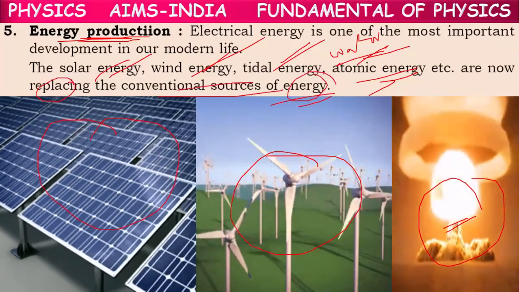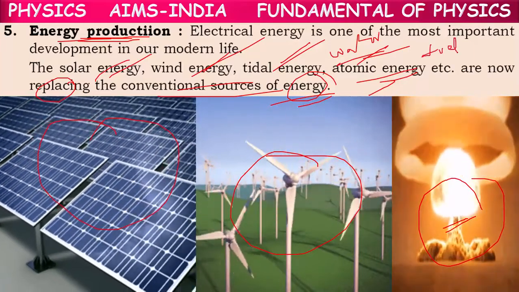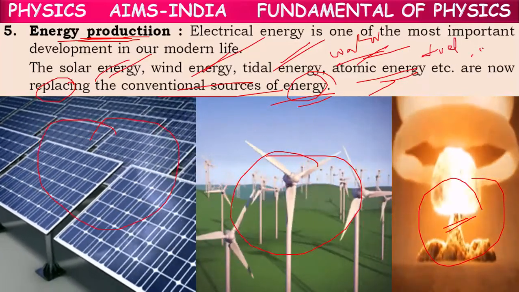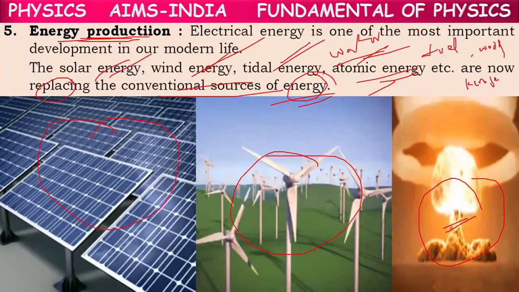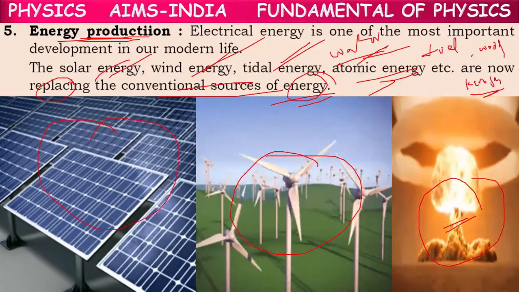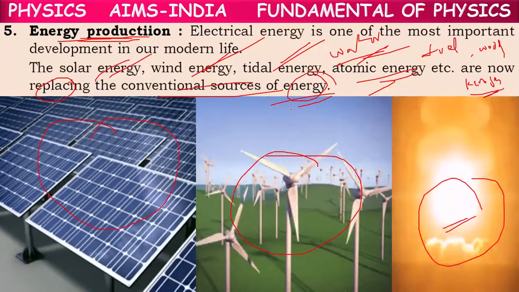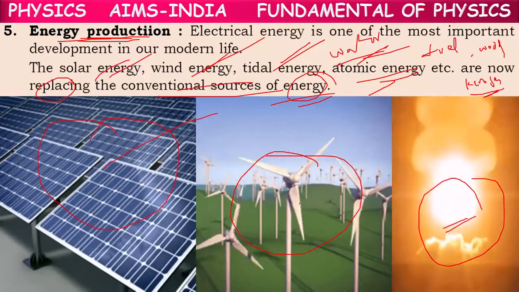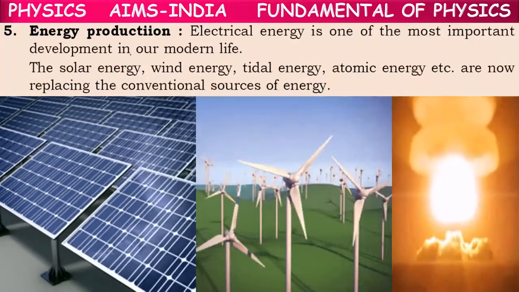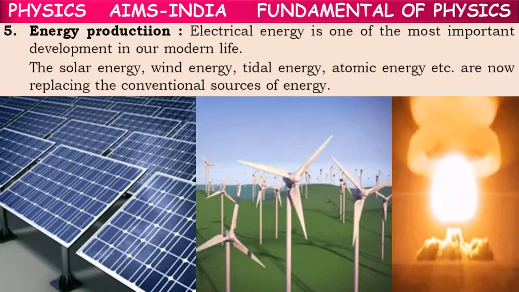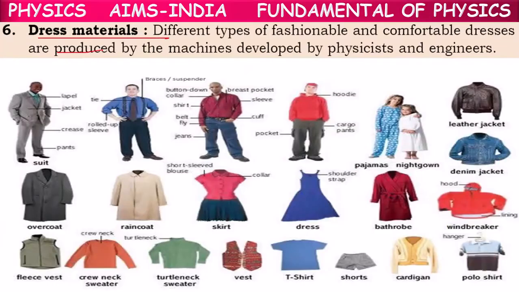sources of energy. In the olden days, the energy was only fuel like kerosene, wood, sunlight. They were the olden days traditional source of energy. Now we are replacing them with solar panels, wind vanes, nuclear energies like that. So in the field of energy production also, physics has invented so many types of machines.